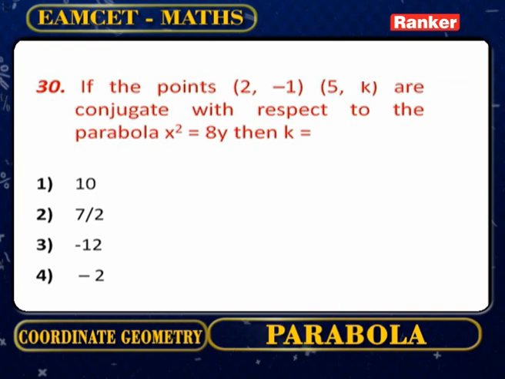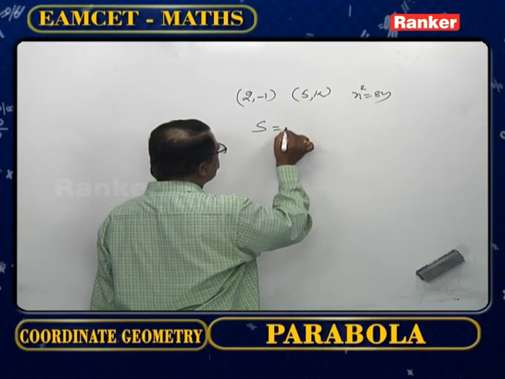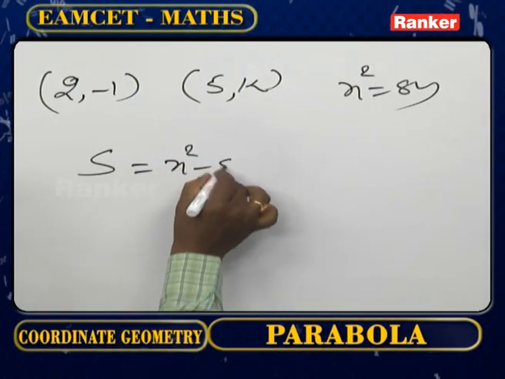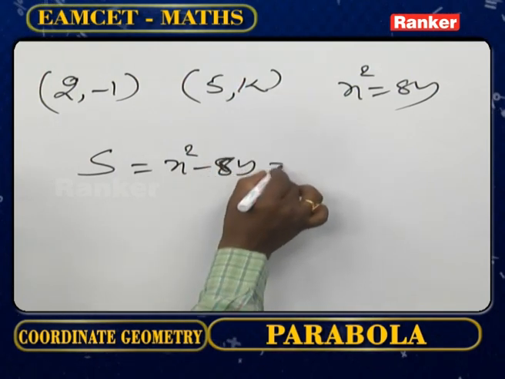If the points (2, minus 1) and (5, k) are conjugate with respect to the parabola x square equals 8y, then k equals what? Now the given equation of the parabola, consider S equals 0, or S equals x square minus 8y equals 0.